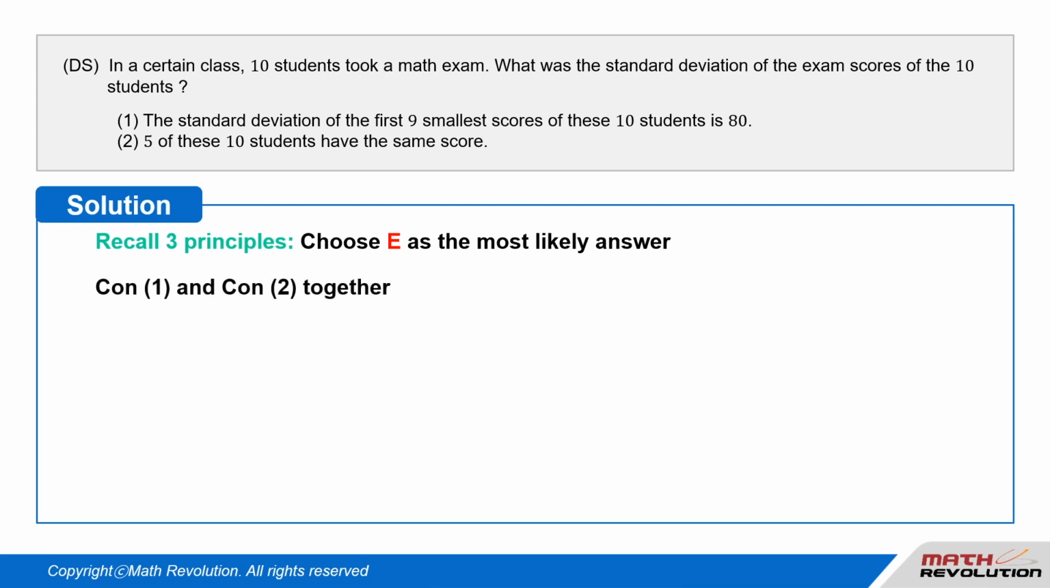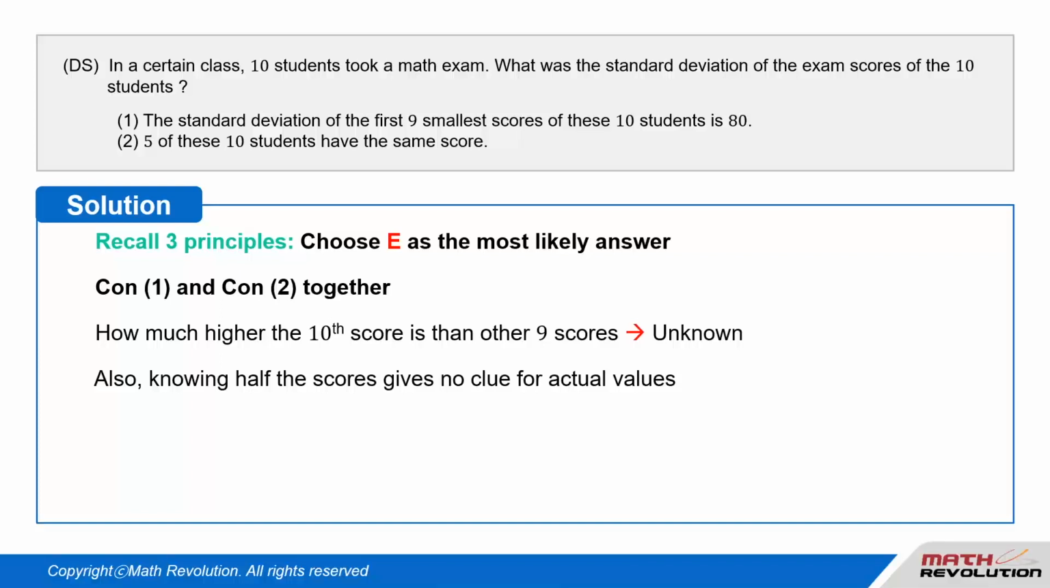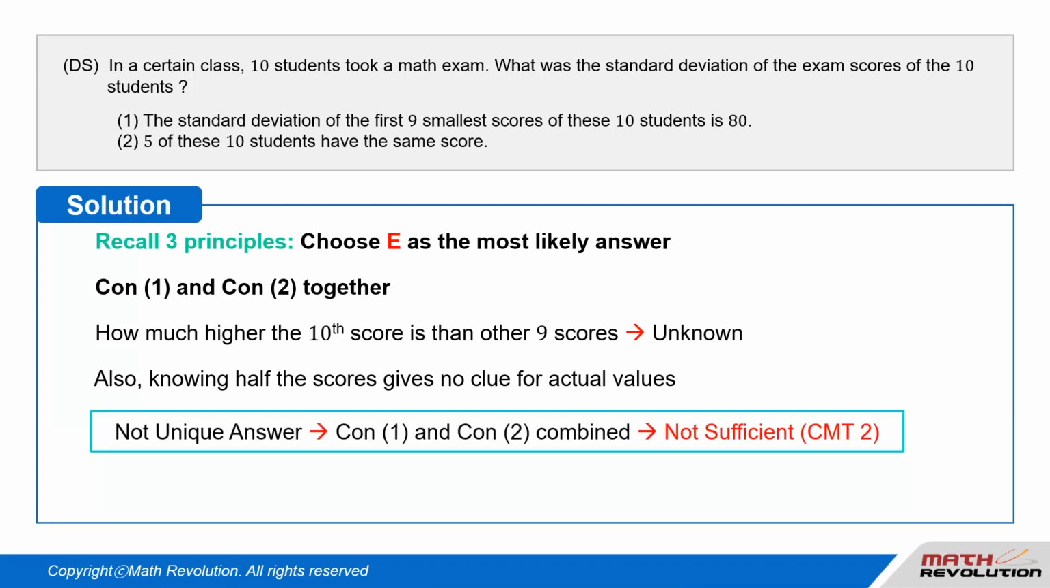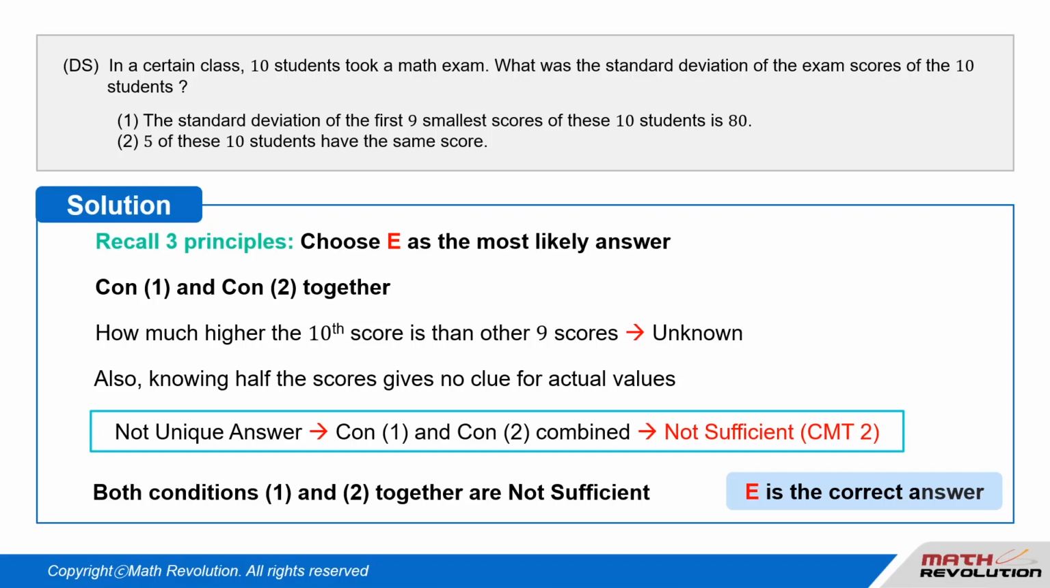Let's take a look at conditions 1 and 2 together. We don't know how much higher the 10th score is than the other 9 scores, and even knowing half the scores are the same gives us no clue as to the actual values of that score or the other 5. Therefore, both conditions 1 and 2 combined do not give us a unique value of the standard deviation, so the conditions combined are not sufficient by CMT2, which means that the number of answers must be 1. Both conditions 1 and 2 together are not sufficient. Thus, E is a correct answer. Answer E.